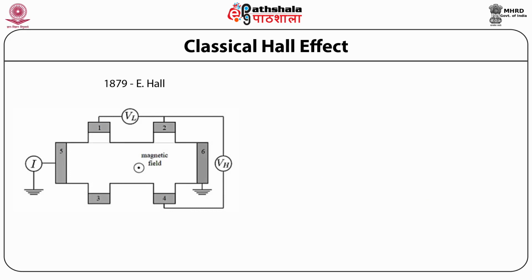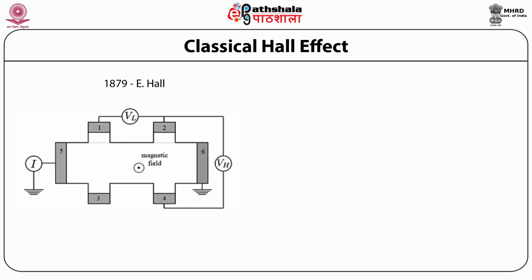This was an experiment conducted in 1879, and it goes after the name of the scientist who performed this experiment. The schematic figure is shown here on the left hand side. As you can see from here, the directions of the magnetic field, the force acting on the electron because of the magnetic field, and the direction of the velocity are also shown.